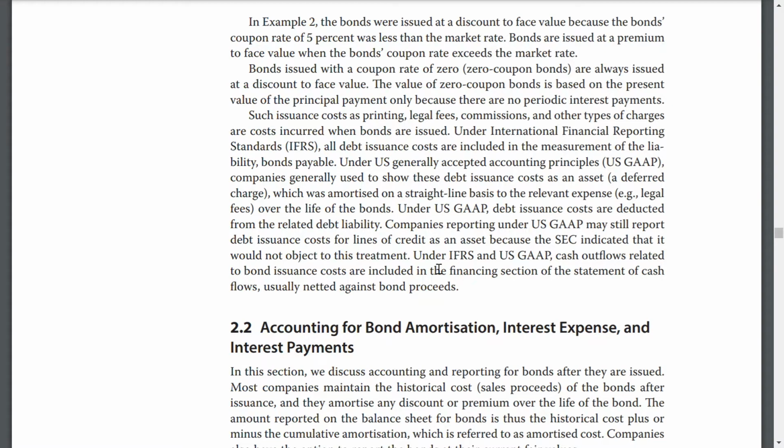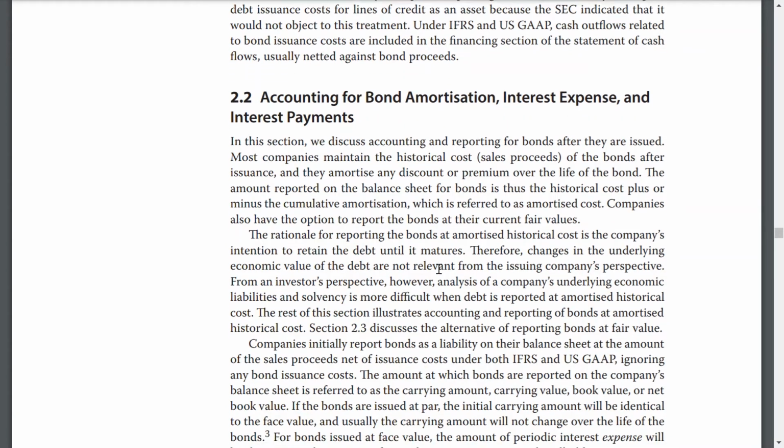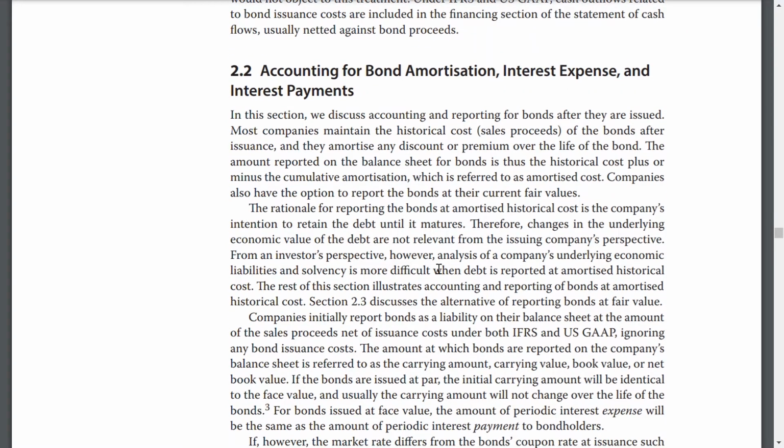Accounting for bond amortization, interest expense, and interest payments. In this section we discuss accounting and reporting for bonds after they are issued. Most companies maintain the historical cost of bonds after issuance. They amortize any discounts or premiums over the life of the bond.